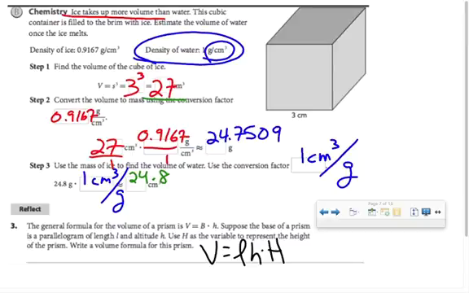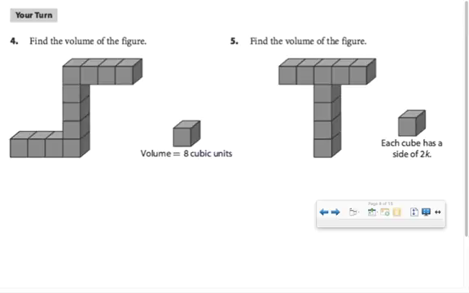In your turn number 4, they're asking us to find the volume of the figure. Notice that we are told that each box represents 8 cubic units. So 1, 2, 3, 4, 5, 6, 7, 8, 9, 10, 11 times 8 is 88 cubic units.